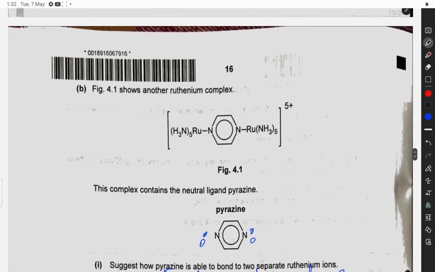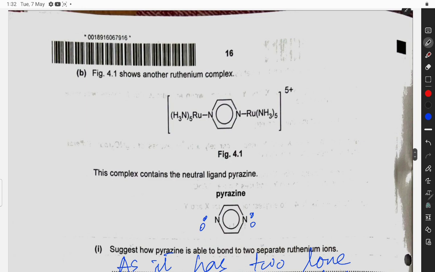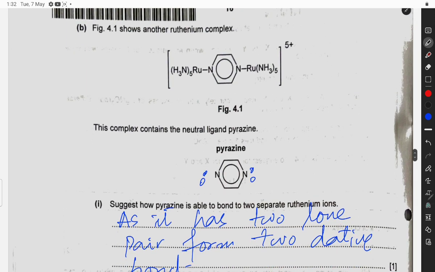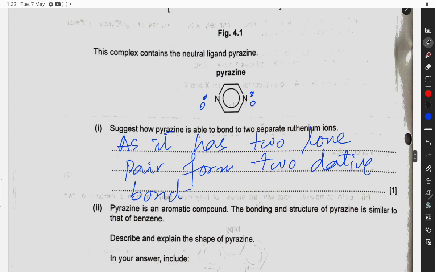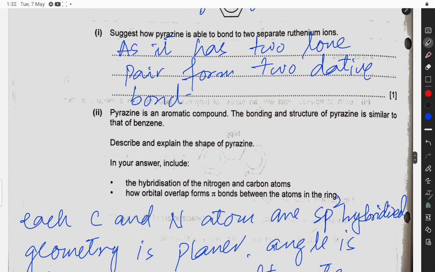Figure 4.1 shows another ruthenium complex. This is another ruthenium complex. The complex contains the neutral ligand pyrazine. Suggest how pyrazine is able to bond to 2 separate ruthenium ions: as it has 2 lone pairs, it forms 2 dative bonds. Pyrazine is an aromatic compound. The bonding and structure of pyrazine is similar to that of benzene.